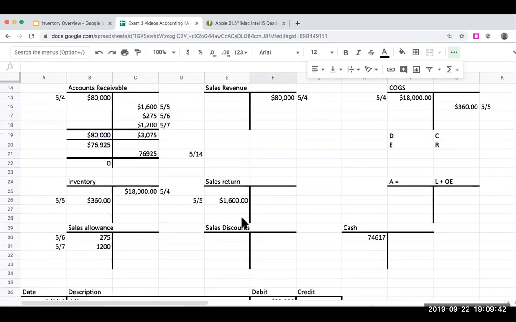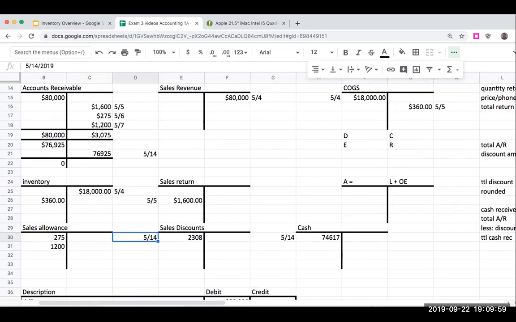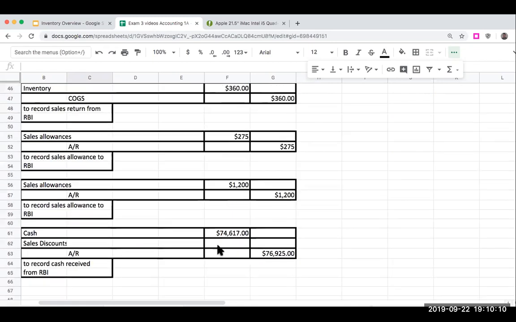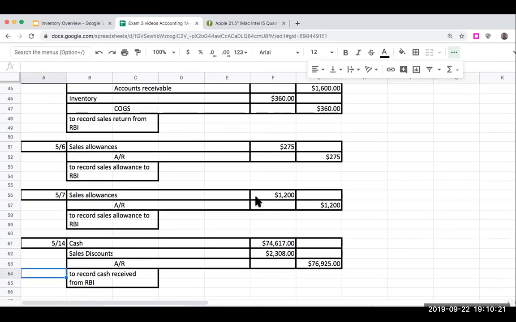The sales discount is a contra revenue account. And the way I'm going to be reporting that is right over here with a debit to sales discounts of 2,308. So when I debit sales discounts for 2,308, I debit cash for 74,617, and I credit accounts receivable for 76,925. That's how I get everything here to balance. So I add these two up here, 76,925. And this is my journal entry to show this.